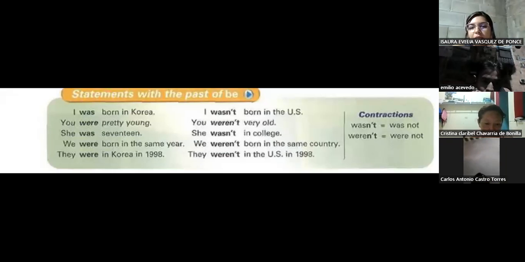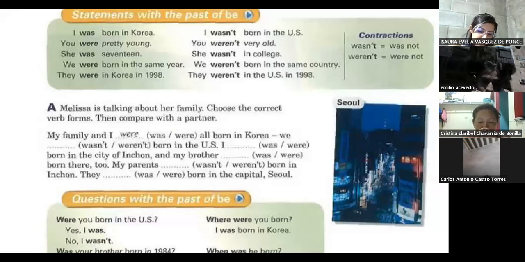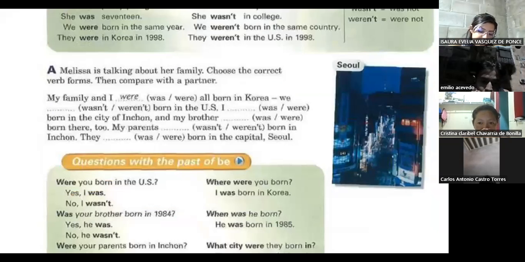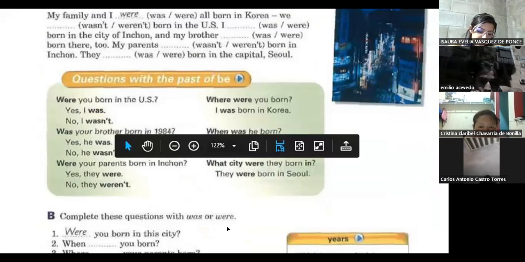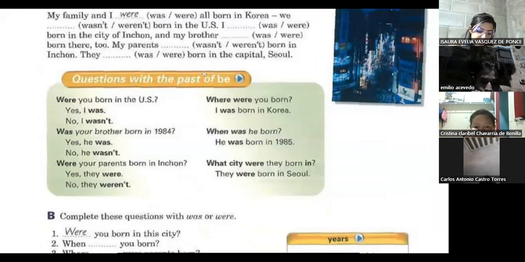Ok, entonces ya hicimos dos preguntas, ¿verdad? Una con WH, dos con WH, y ahora veamos aquí abajo en esta misma página, on page 32, tenemos algunas questions with the past of be, and they are very important when we talk about ages, the places where people were born and the dates when people were born too, okay? So we have questions with the past of be.